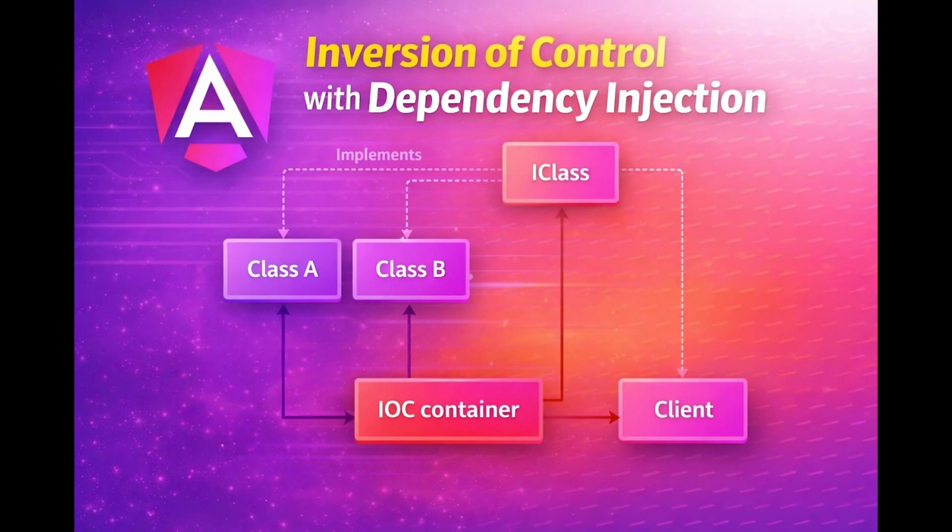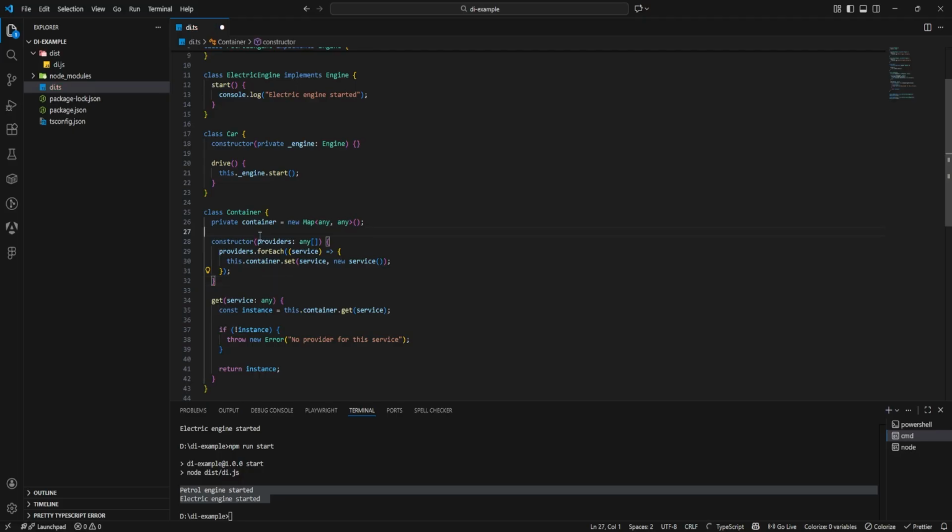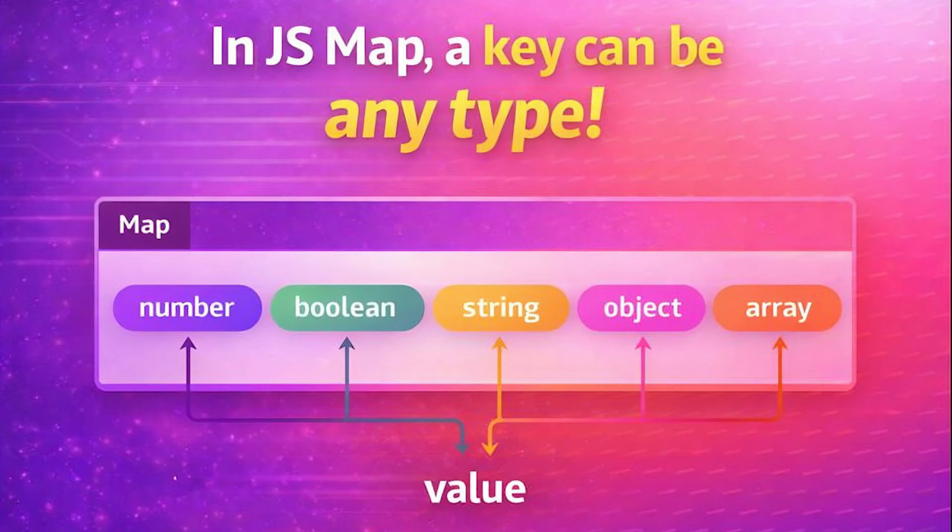Okay, now let's move to my implementation. Here I have a simplified version of an inversion of control container. It has a container property that stores our dependencies. In the constructor, we pass a providers array, which defines which dependencies should be registered in the container. What I do here is iterate over each provider and instantiate it. Each dependency is stored in a map using the class itself as a key. This can work because a map's key can be any value, including classes.